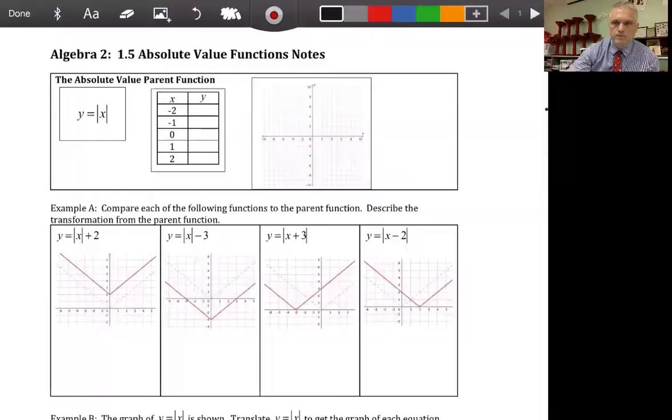Algebra 2, Unit 1, Day 5 notes. Let's get right into it. Today we start working with absolute value equations.